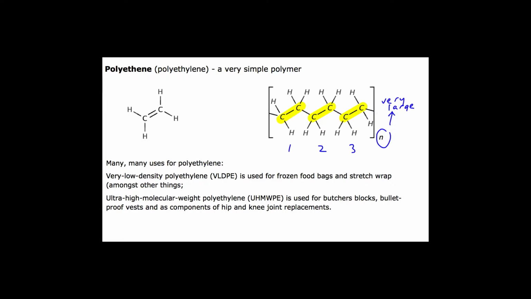And this is really solid stuff. Butcher's block, or those white cutting boards you've seen, that's this high molecular weight polyethylene. Bulletproof vests have this material in it, so it's really strong. Components of hip and knee joint replacements. These things are lasting for many, many years inside the human body now. So this is quite a durable polymer. Very different to saran wrap, but in essence made from the same starting material, from the ethene.